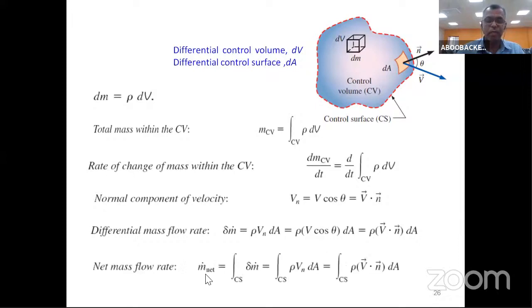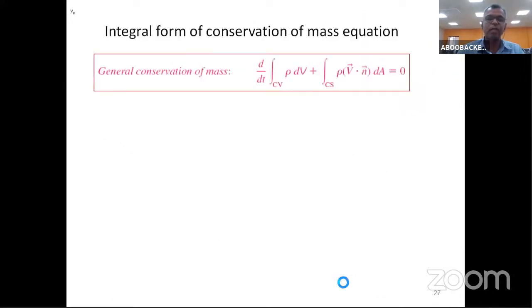So m dot net is through the entire control surface. And from this, we will get the general form of the conservation of mass equation. So this is the conservation of mass equation in integral form. We have two terms here. One is d by dt of the integral over the control volume of rho, so this is the rate of change within the control volume.